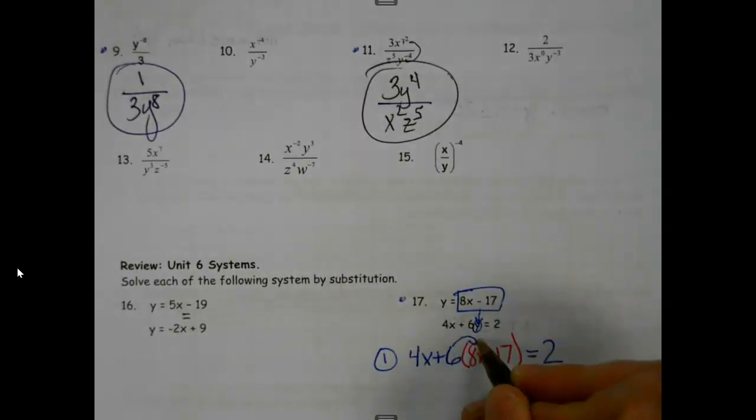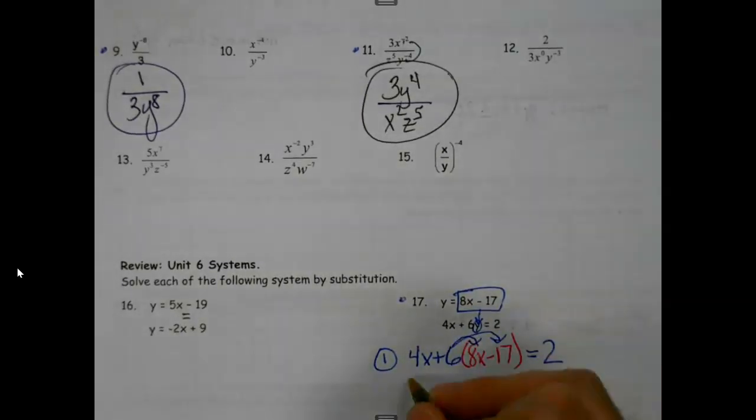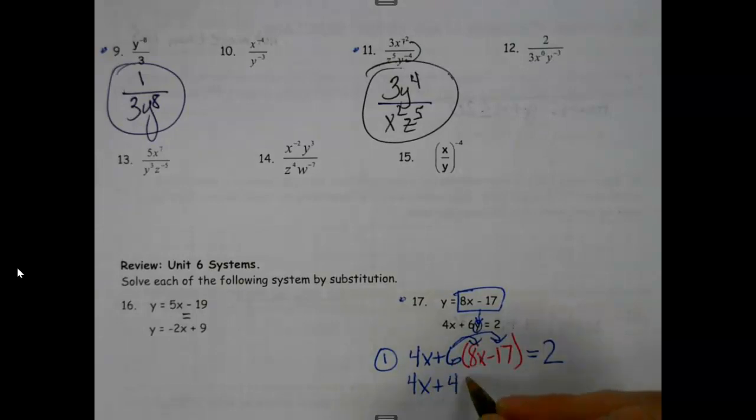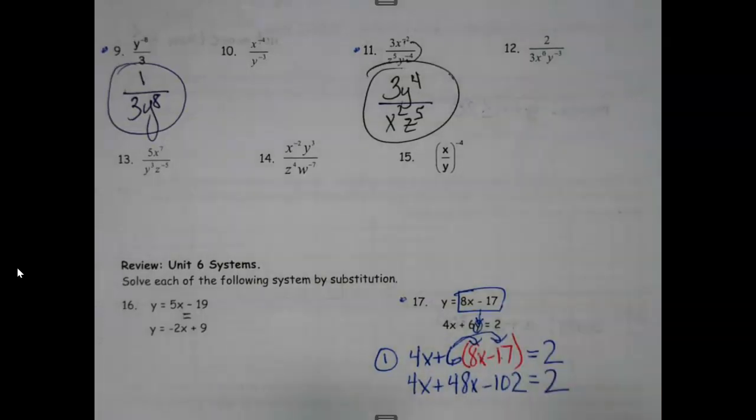Now that I've got it plugged in, I'm going to simplify this. The 4x does not have anything to do with the parentheses, so I'm going to multiply this through. Ooh, that's a big number. And here's one of the places that we had issues on the quiz, so I want to make sure that we take care of this now.